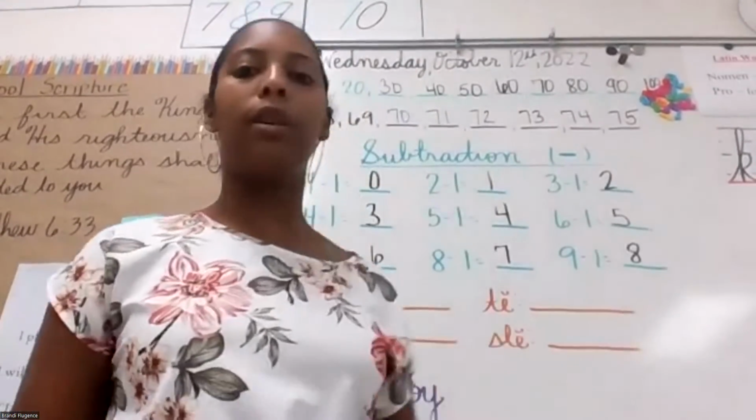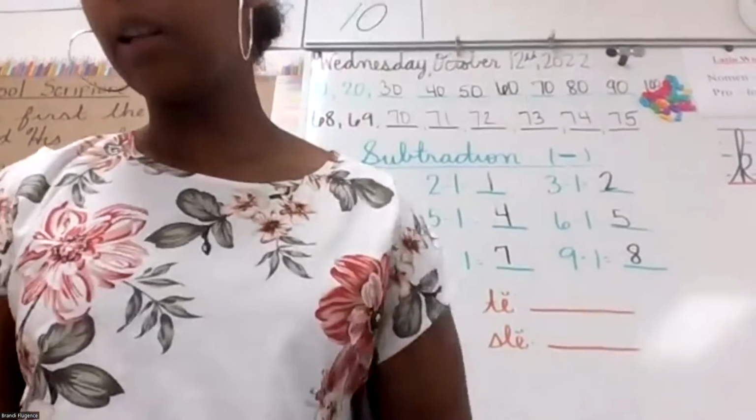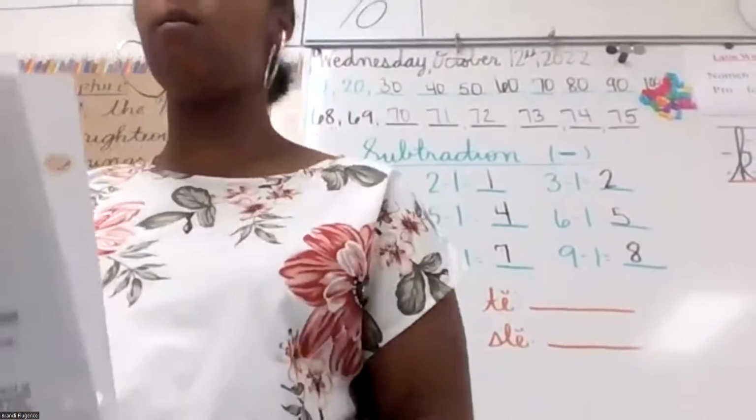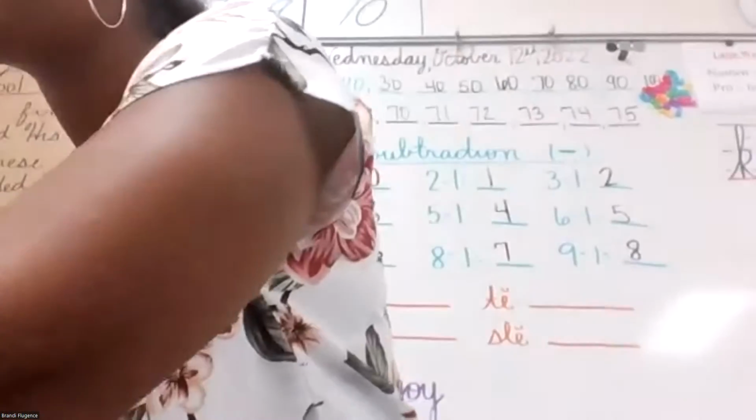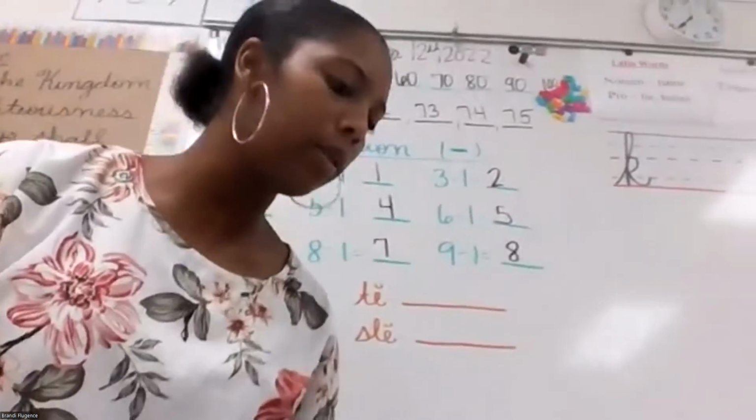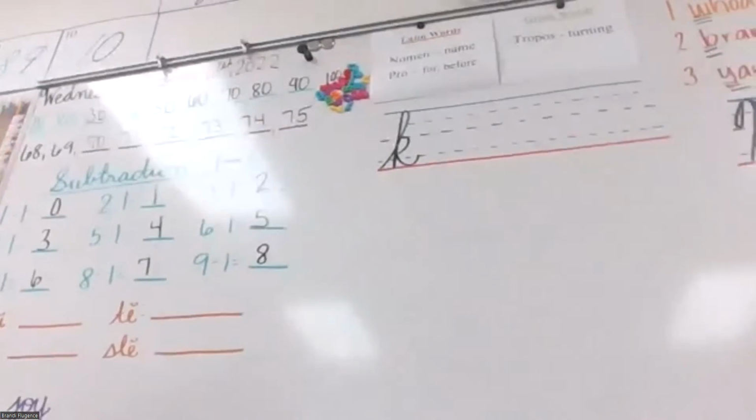You can put your book away. Let's go ahead and get out your letters book. We're learning lowercase letter K today. We are on page 32. In your letters book, page 32, lowercase letter K, page 32.